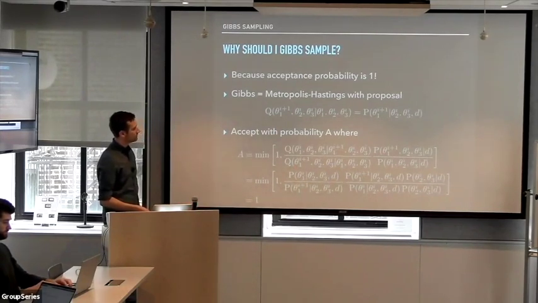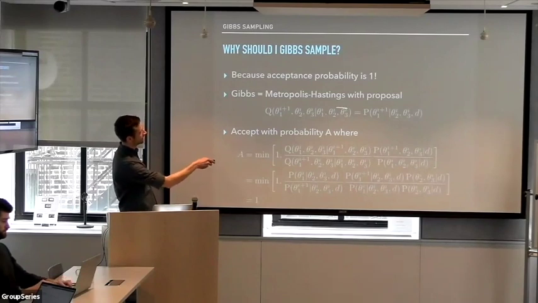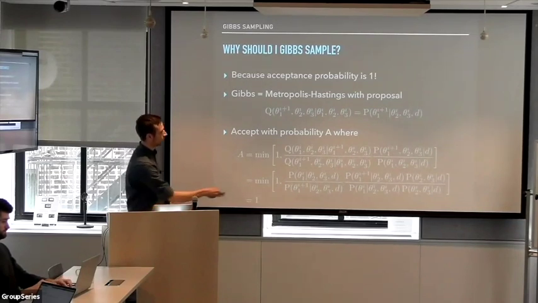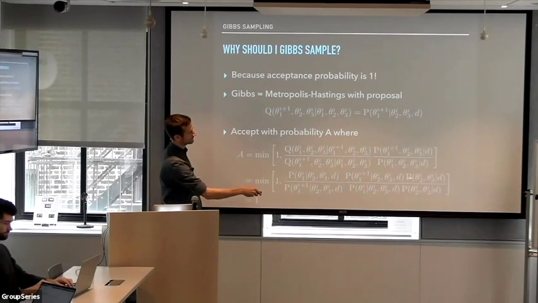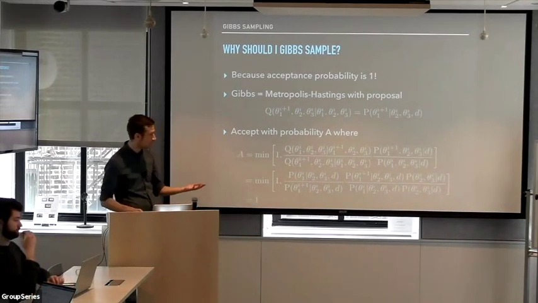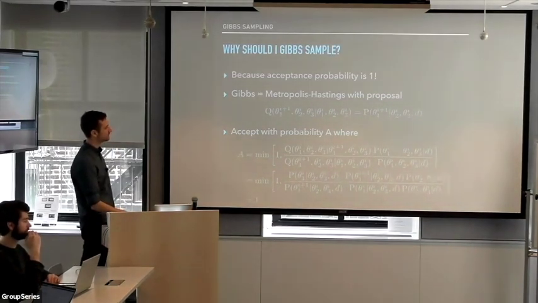Okay, and so essentially, if you work out the maths here, this thing is always a conditional distribution. So these two terms are just conditionals, and then you can factorize this into a conditional distribution, and then these things cancel, and so you always get just a minimum of 1 and 1. So you always accept your proposals when you're doing Gibbs sampling.